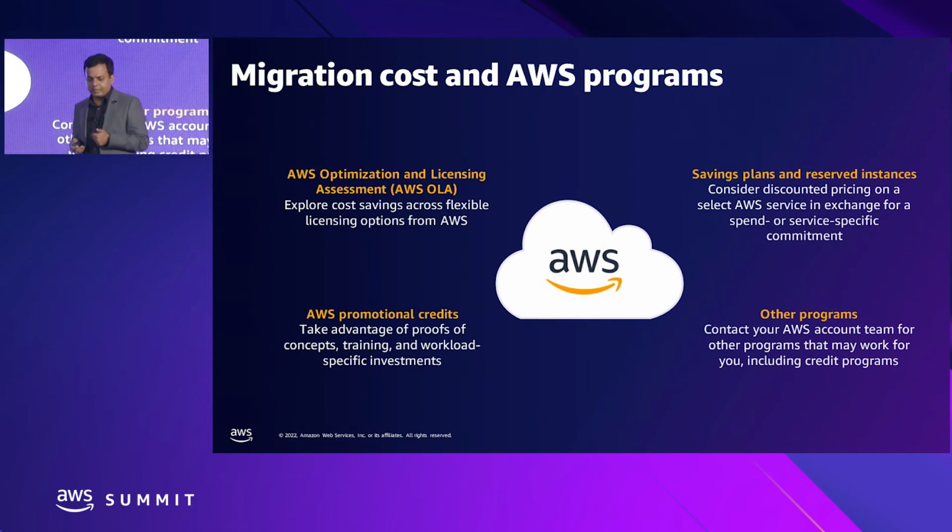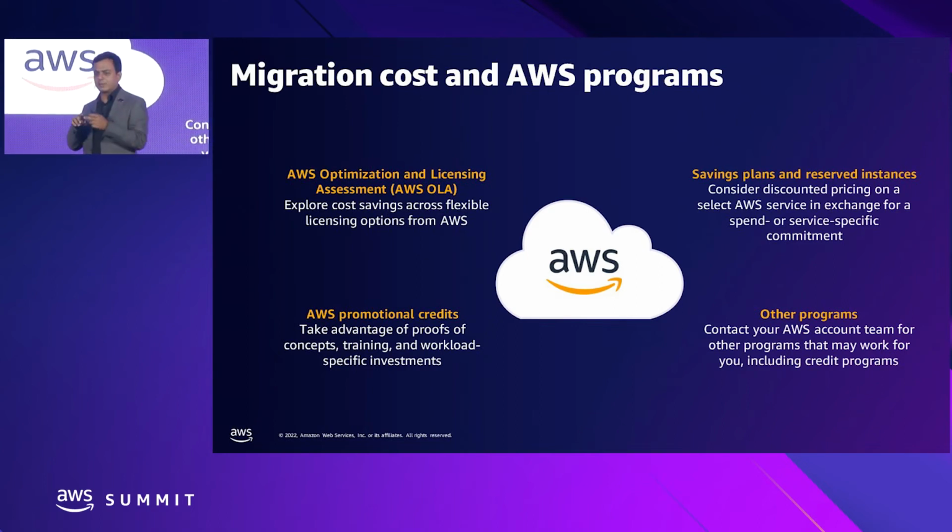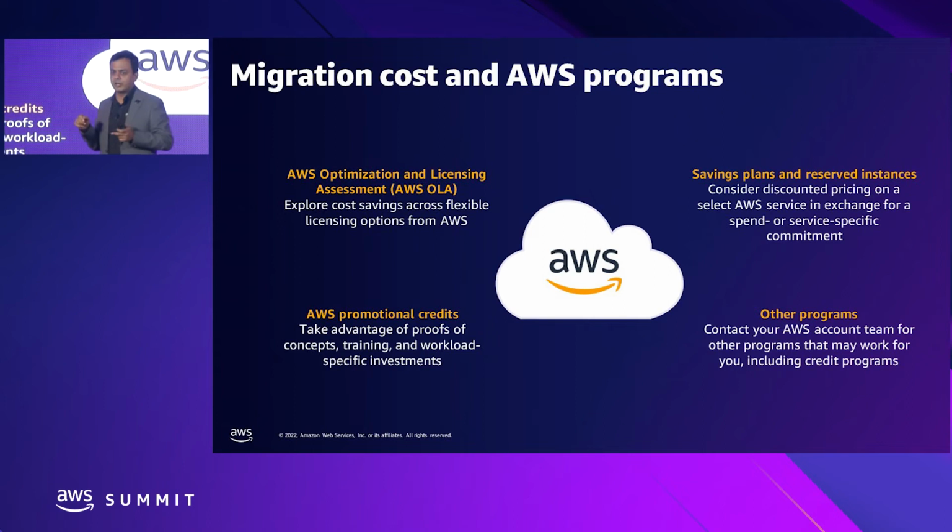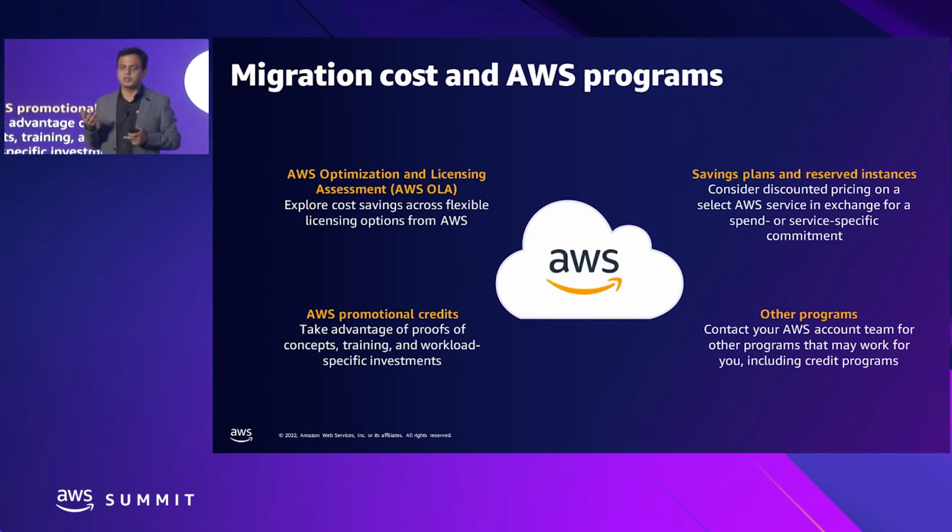The other things from a migration cost and AWS programs perspective: one is the OLA assessment that you see here, that is, the Optimization and Licensing Assessment. This particular assessment tells you which of your existing licenses you can take to the AWS Cloud as part of a bring-your-own-license approach. What are the licenses that will work as they are? What optimization possibilities exist from a licensing perspective?